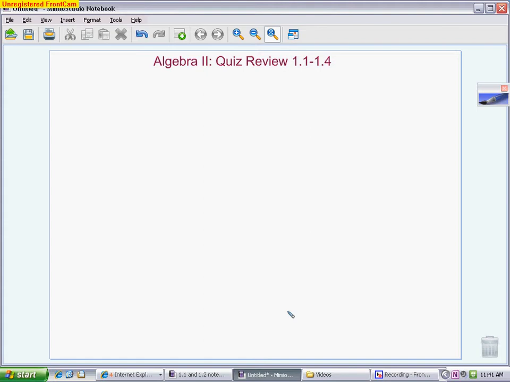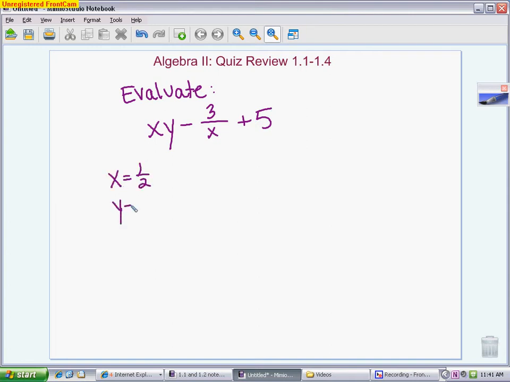First problem is going to be an evaluate question. So the directions will say evaluate. These are the ones that you think of as your plug and chug type problems. Your expression is xy minus 3 over x plus 5. It is not something you're solving. There is no equal sign. And you will be told that x equals a half, y equals 8, and again the directions are just evaluate.